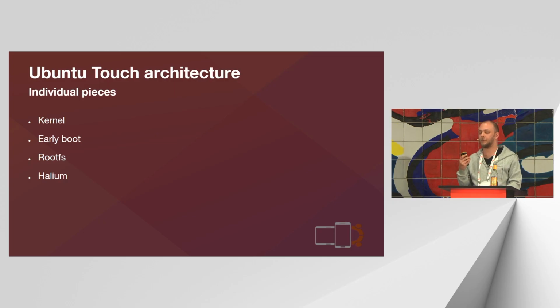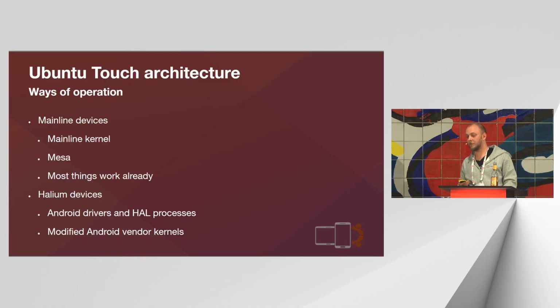So we have 4 particular things that we want to cover for the architecture here. We have the kernel, we have early boot, we have the rootfs, and something that might not ring a bell right now, that is Halium. For Ubuntu Touch specifically, we have 2 modes of operation, usually. We have mainline-based devices, which pretty much are similar to what you're used to from a regular desktop environment, running on a laptop, desktop, whatever, a mainline system with Mesa, minus the phone parts, which we have to maintain, of course. Those things are already working pretty much out of the box if the kernel has the support for it.